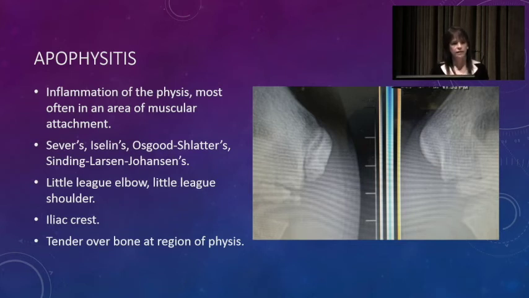So apophysitis is inflammation of an area of growth that generally does not contribute to the overall length of the bone. So you get inflammation in the physis, in the growth plate, often where there's a muscular attachment or a ligamentous attachment. We've got all sorts of different names based on whichever orthopedist wanted to name something after themselves. Sever's apophysitis is the growth plate or apophysis at the calcaneus. Iselin's disease is at the base of the fifth metatarsal. Osgood-Schlatter, which I'm sure as pediatricians you see a lot of, that's right at the tibial tubercle where the patellar tendon attaches.